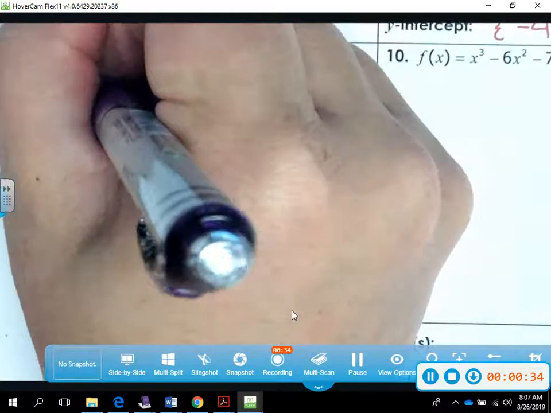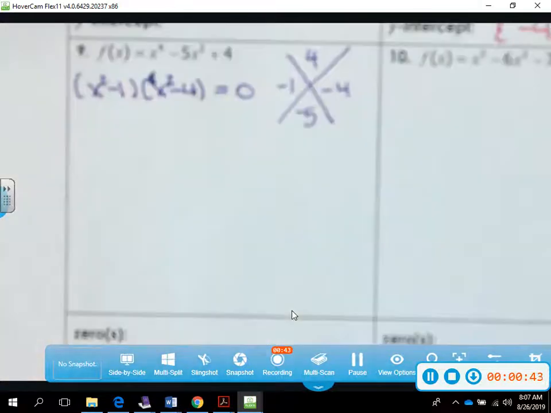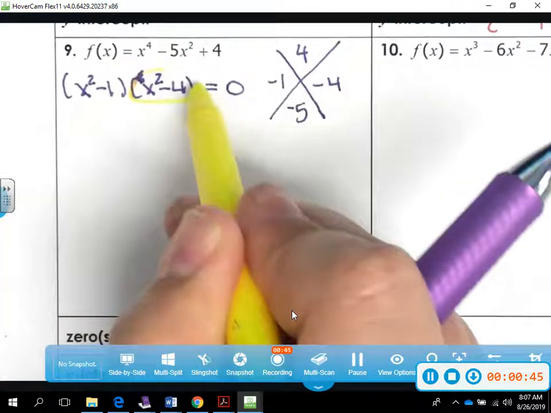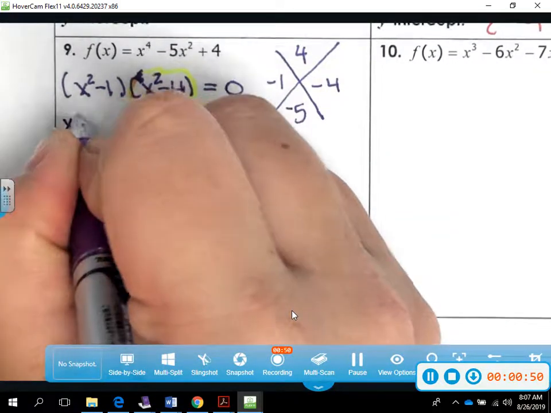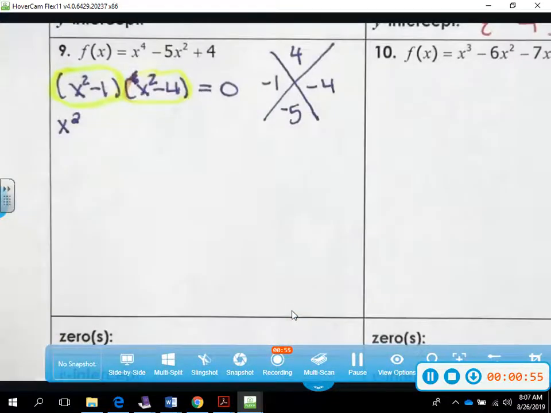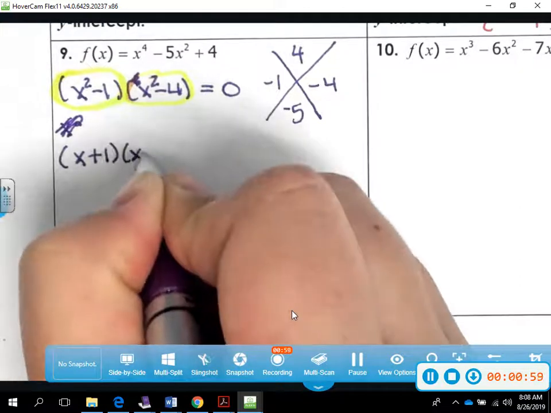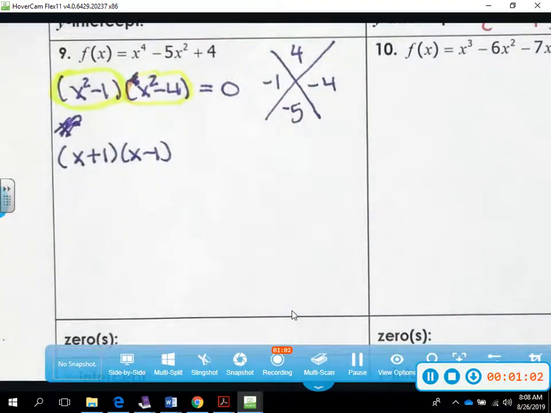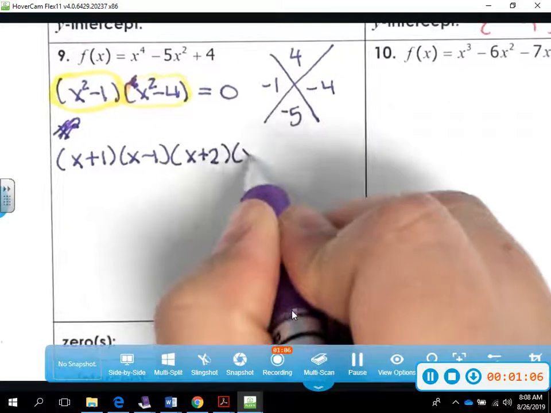Now, what do I need to add to these x's? X squareds. This can still be factored. Which of these can be factored? The x squared minus 4. This is a difference of squares right here. Oh, they both are. This is also a difference of squares. x plus 1 times x minus 1 is x squared minus 1 factored. And x squared minus 4 is x plus 2 times x minus 2.